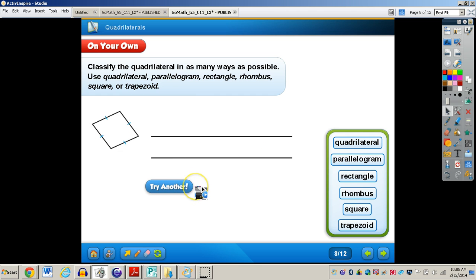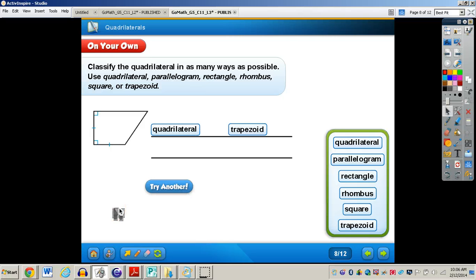Let's try this next shape out. Once again, classify it as many ways as possible. When you press play, I will have the answer for you. We can classify this shape as being a quadrilateral, parallelogram, and also a rhombus. Let's try a couple more. I want you to classify this in as many ways as possible. When you press play, I will have the answer for you.